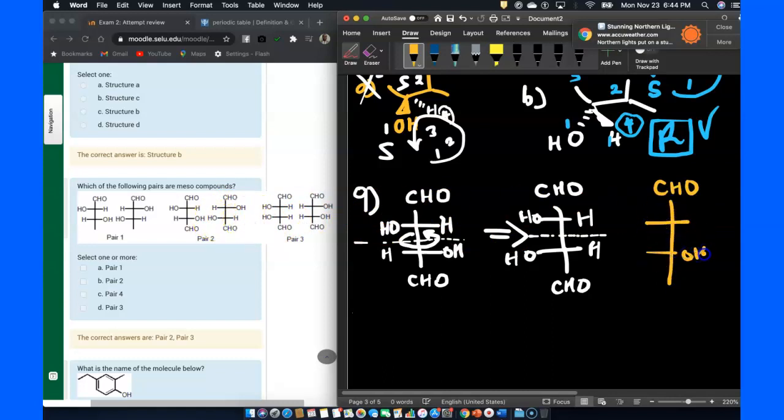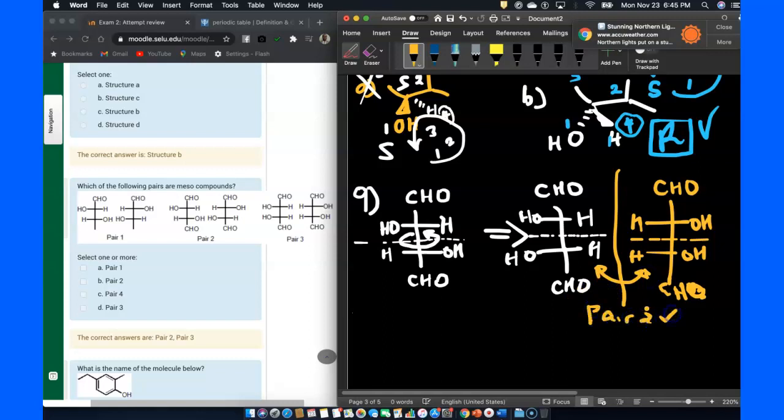You'll see that you have these two on the same side, and therefore you can cut it. The top part is reflected at the bottom. And that's what we define as meso compounds. They pretend to be enantiomers, because if I put a mirror here, they are reflected. They pretend to be enantiomers, but they are not, because they have an internal plane of symmetry. Enantiomers must not have an internal plane of symmetry. So pair 2 is meso.